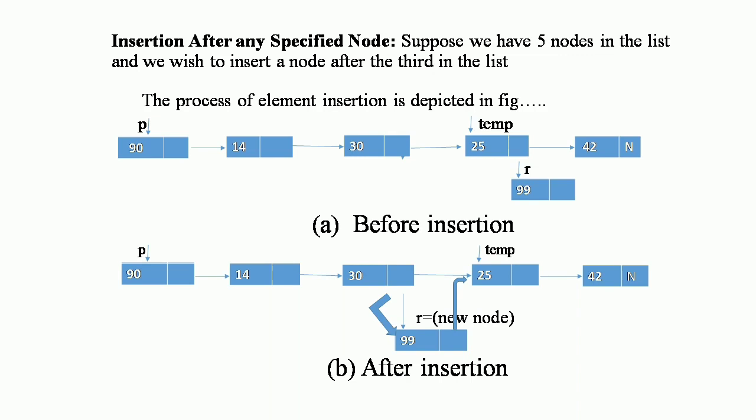After that you have a new element to be inserted. That is before insertion: the temporary connection to 99 and 42. Then after the insertion, P goes to the after-insertion state: 90 connected to 14, connected to 30, connected to 99, then 99 connected to 25.